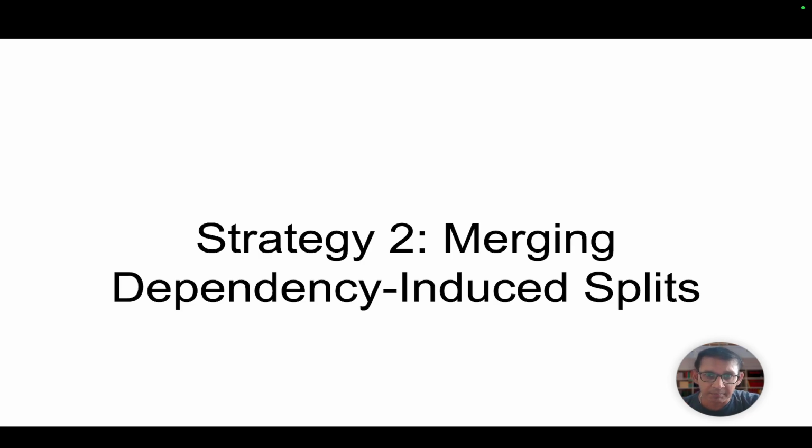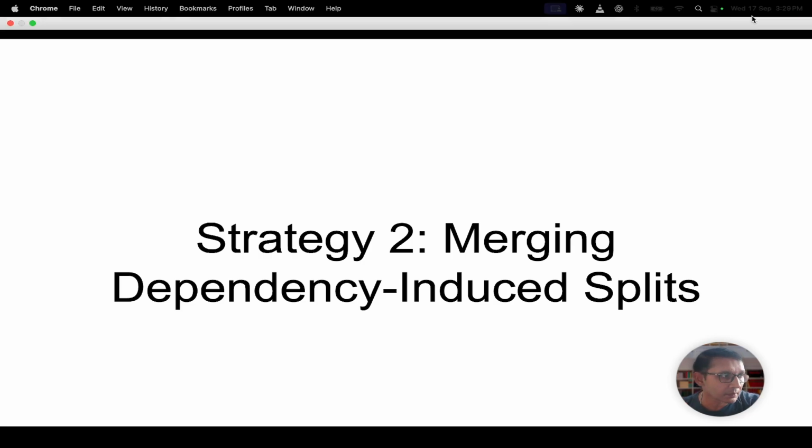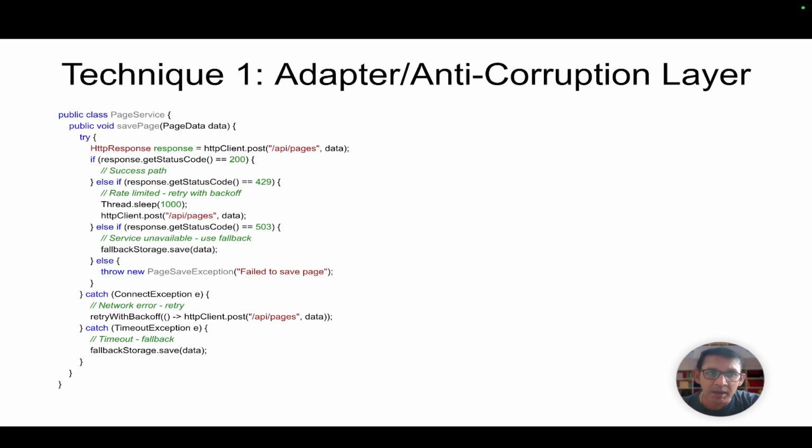Let's take a concrete example to understand this better. Imagine you're working with an HTTP client library for saving data to a remote service. Here's what it might look like. In your save page method, you start by calling http client.post to send the page data. Then you need to check the response status code. If it's 200, that's success.